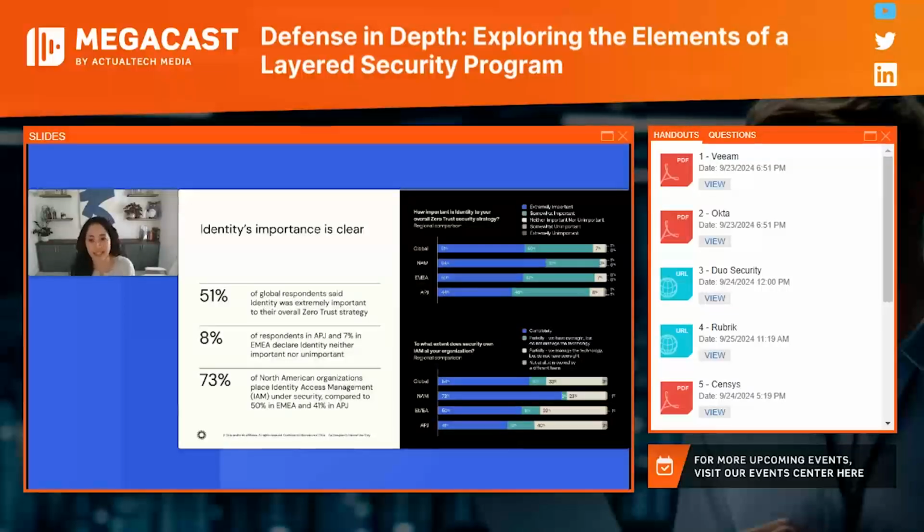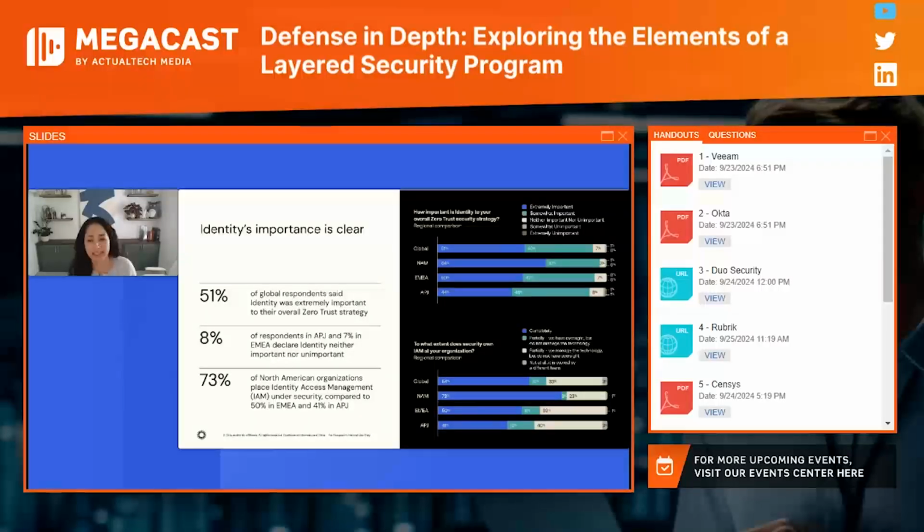And the importance of identity is becoming increasingly more apparent for those leading these Zero Trust initiatives. In last year's survey, only 27% of global respondents said that identity was extremely important to their overall Zero Trust security strategy. But this year, that number has increased to 51%. And similar to overall Zero Trust adoption, EMEA and APJ regions may still be breaking through some perceptual barriers, with just 7 and 8% of respondents respectively declaring identity neither important nor unimportant.